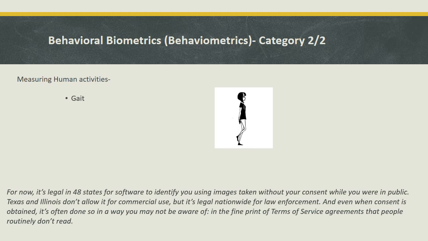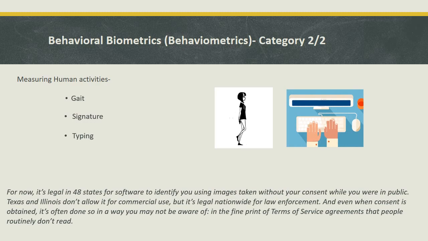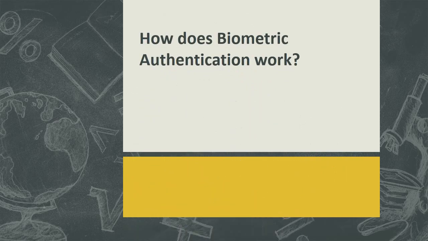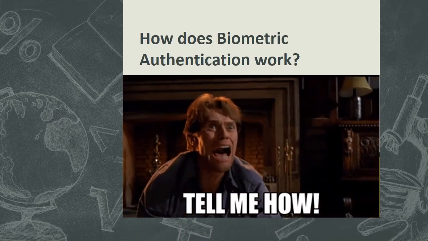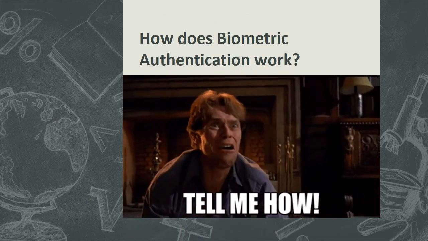Analyzing the handwriting style, in particular the signature. Using a person's typing style for establishing identity. And mouse use patterns. Now that we have a general idea of biometrics, let's get into a little bit of details.